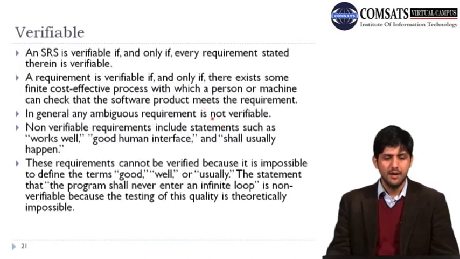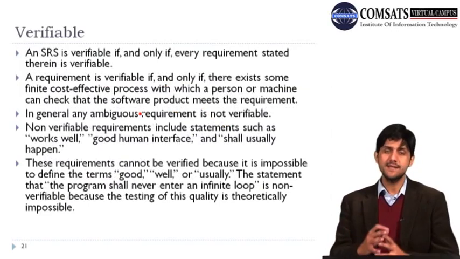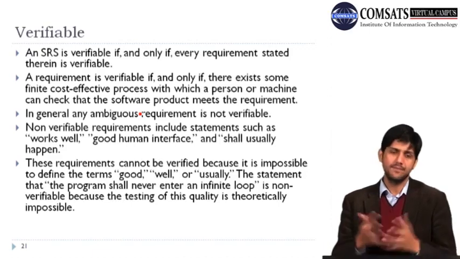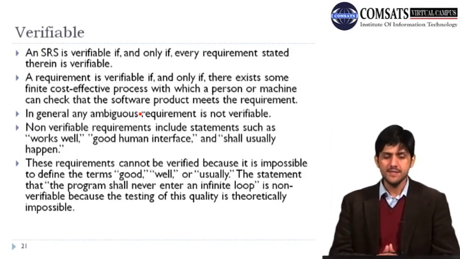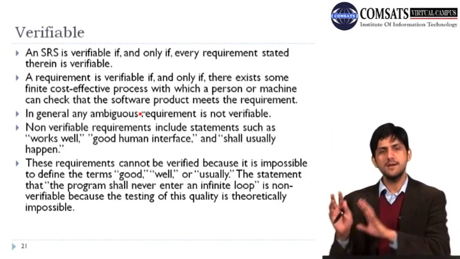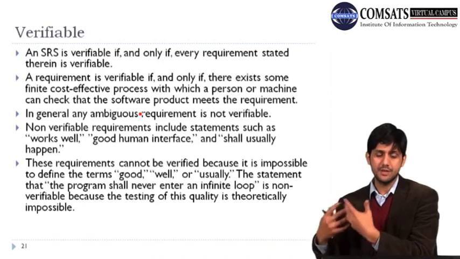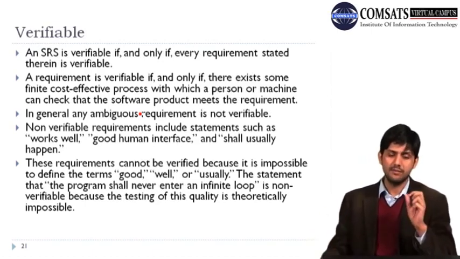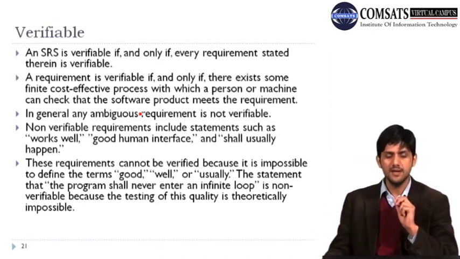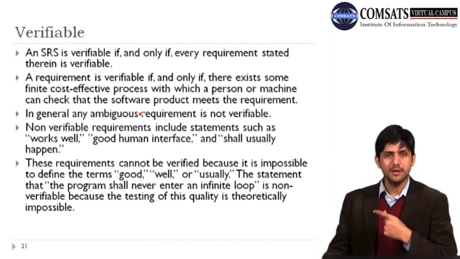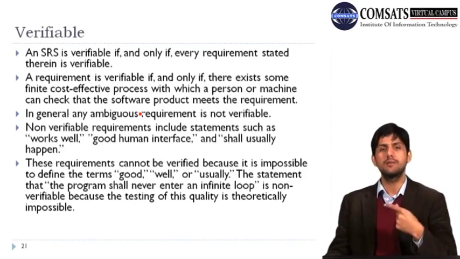So this is how we define whether an SRS is consistent or not, by identifying conflicts in the requirements. And then we have verifiable. How do we say that an SRS is verifiable? An SRS is verifiable if and only if every requirement stated therein is verifiable, obviously. So our SRS would be verifiable if all the requirements are verifiable. And how do we say that each requirement is verifiable? A requirement is verifiable if and only if there exists some finite cost-effective process with which a person or machine can check that the software product meets the requirement.